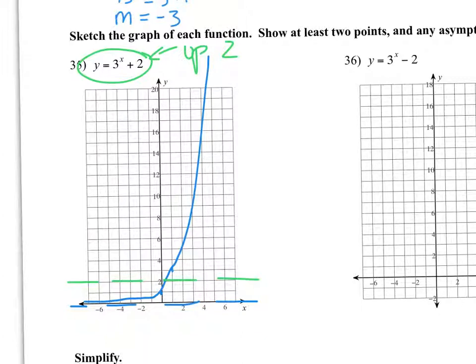The point that would be at 0, 1 would now be at 0, 3, and the point that would be at 1, 3 would now be at 1, 5. You need 2 points, you need the asymptote, and you need the shape, and actually hit your points, hopefully.